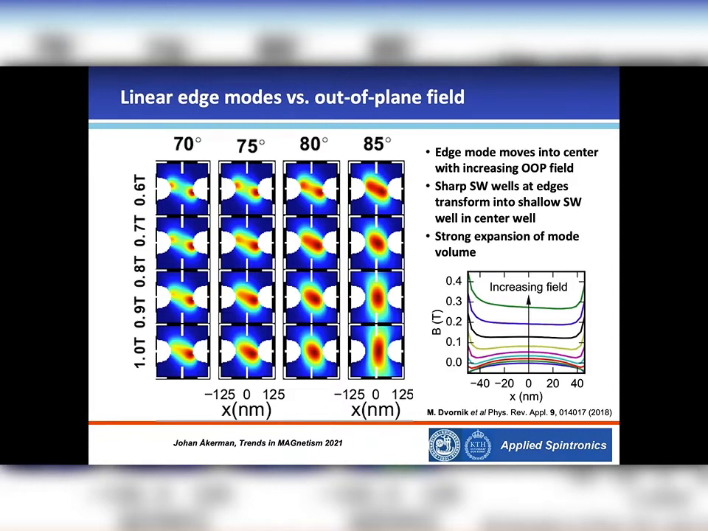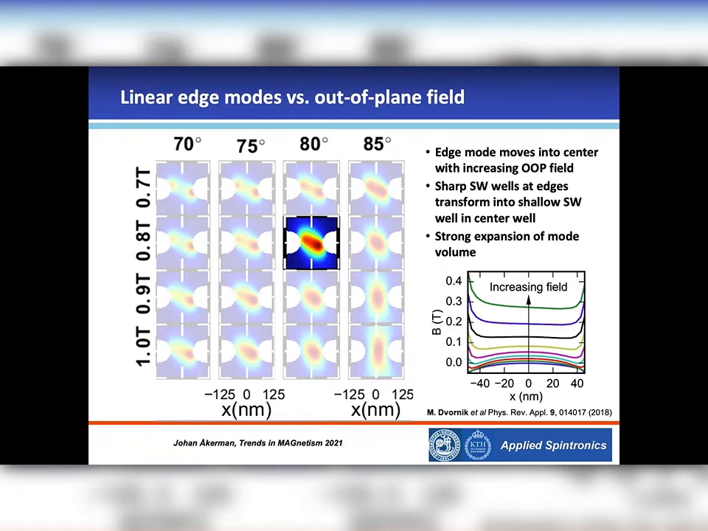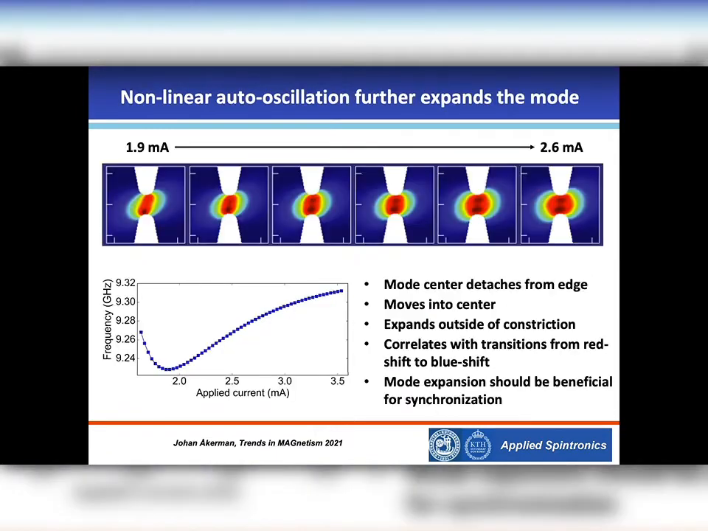So the resonance of the system will now be primarily inside the constriction, and as we will see, if we pick one of these cases, 80 degrees and 0.8 Tesla, and we then drive a strong current through this device, that mode continues to expand and continues first to move inwards into the constriction, and then outwards out of the constriction as we increase the current.